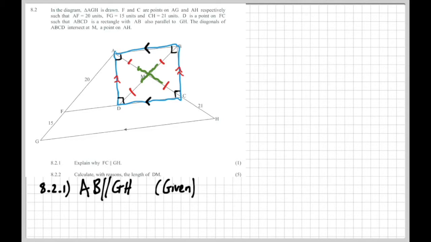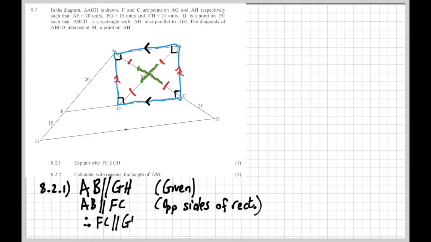Next up, I now go and look, I've got AB, I've got GH. What else do I know? Well, what else do I know about AB? Well, AB is actually parallel to FC because it's the opposite sides of a rectangle. And now I've proven what I wanted to prove. I have now proven that FC is parallel to GH. That's my logical statement.